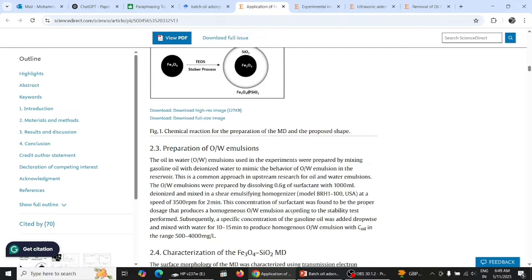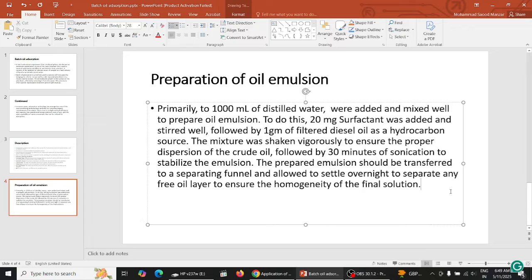Subsequently, a specific concentration of the gasoline was added dropwise and mixed with water for 10 to 15 minutes to produce a homogeneous oil-water emulsion. So this is as per the paper. In my case, I have taken 20 milligram of the surfactant and 1 gram of the oil in 1 liter of the water. So the concentration of the oil in water here is 1 gram per liter, or you can say 1000 milligrams per liter. So this was all about that. Shortly we'll see how to do the batch adsorption test in the laboratory.